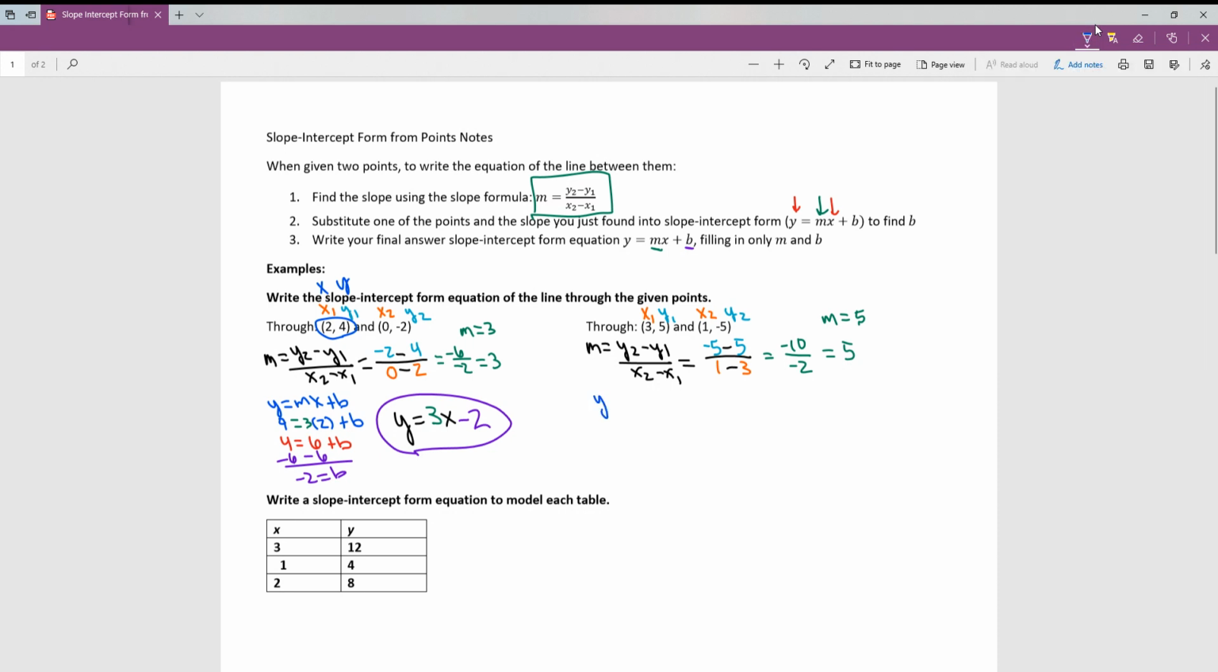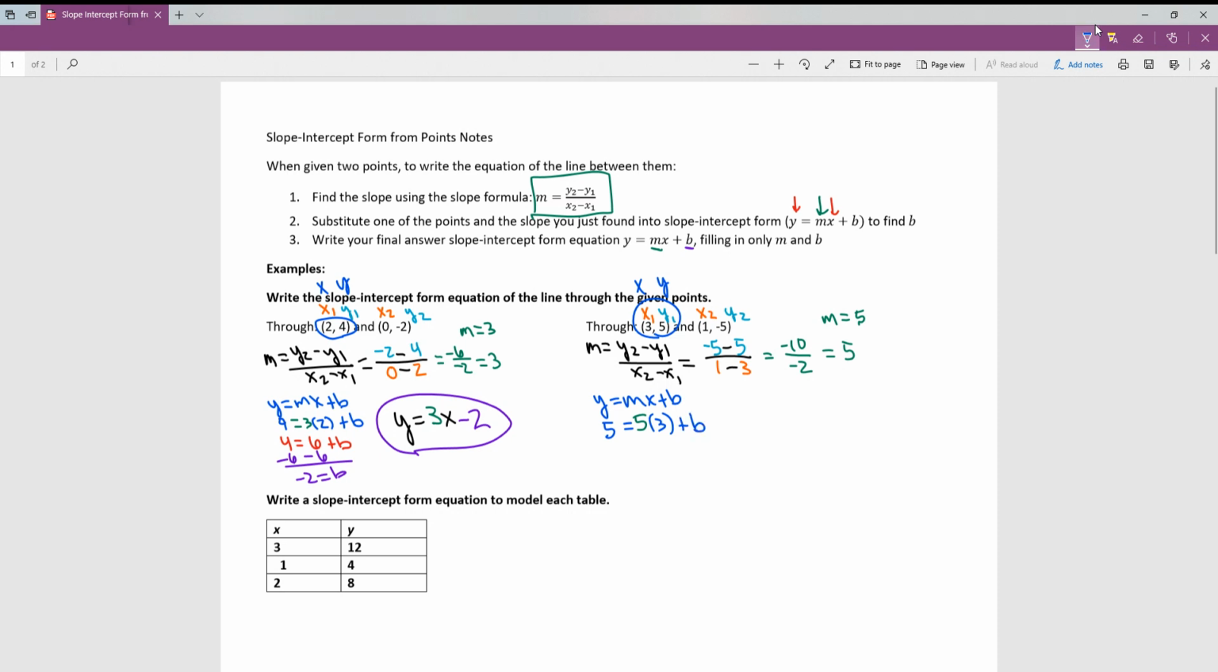Now let's find b. We know our m, that m we just found is 5, so that's going to go in the m spot. For x and y, just pick your favorite point. I usually just pick the first one. So x is going to be 3 and y is going to be 5. Y is 5, x is 3. Put those where they go.